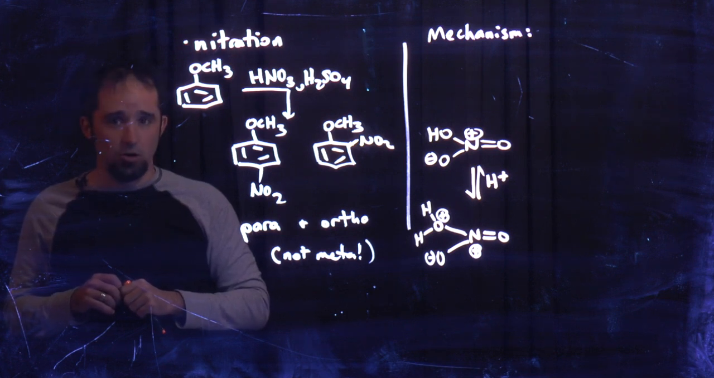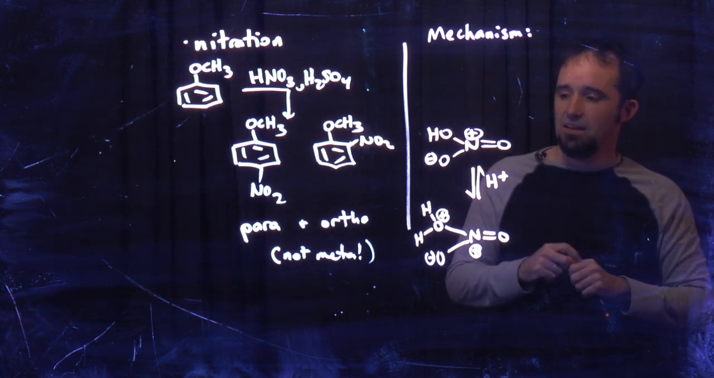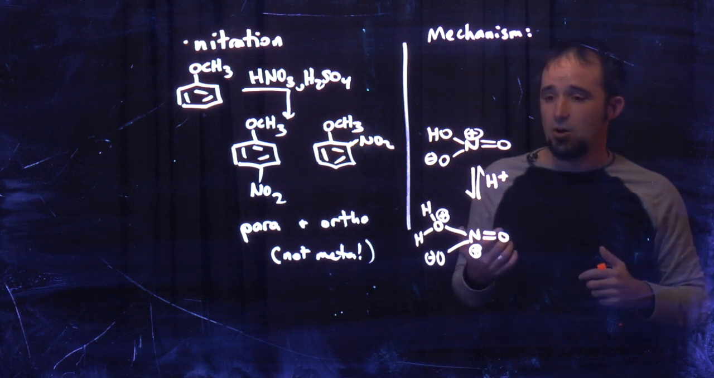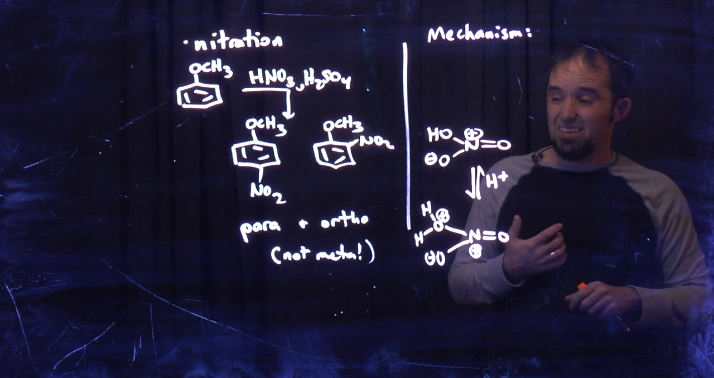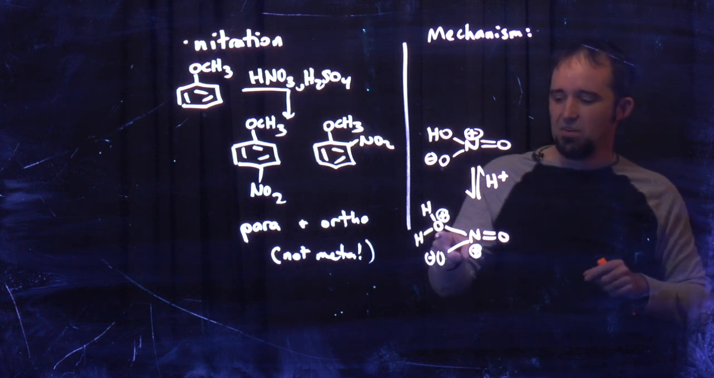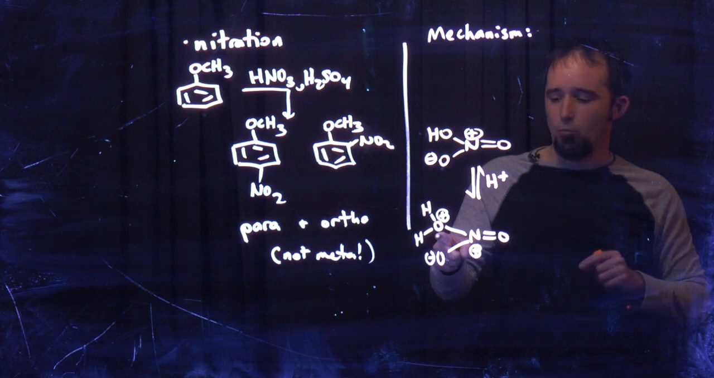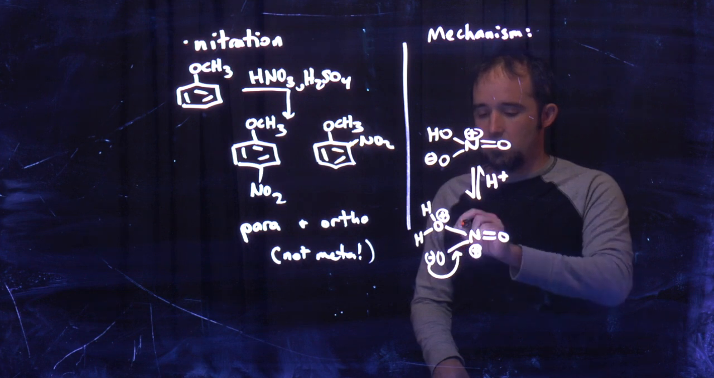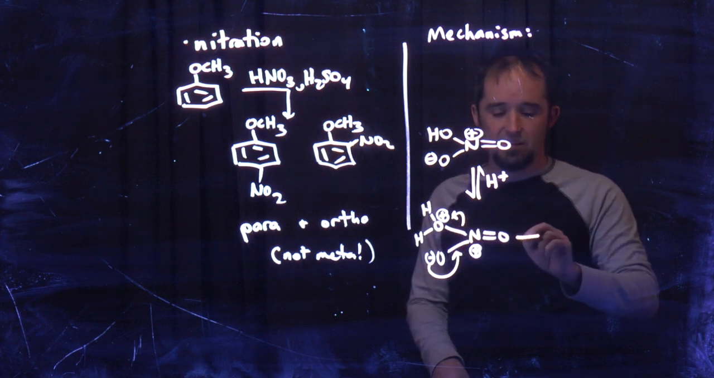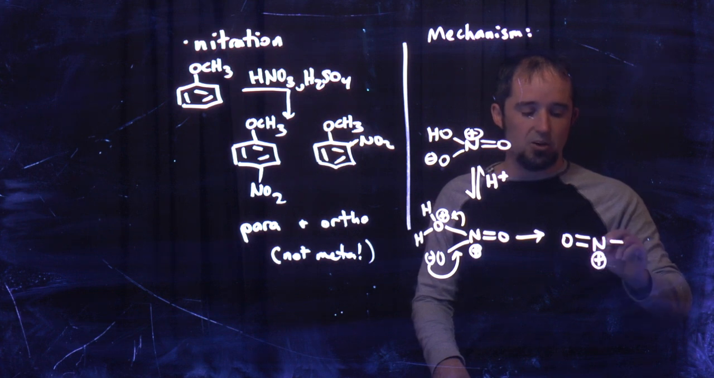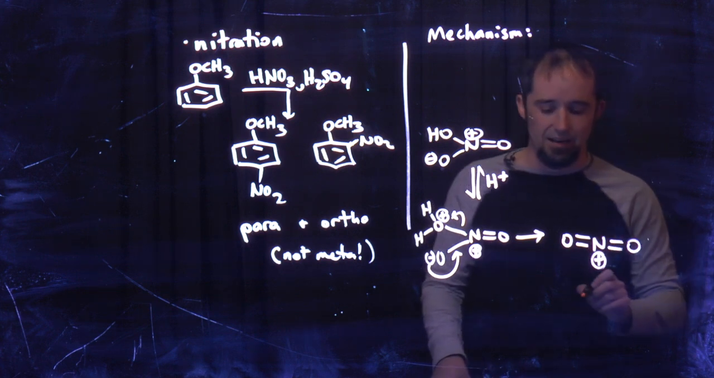How does this work? Here is nitric acid. If I give it some very strong sulfuric acid, where is it going to protonate? Well, most of the time here, but once in a while, it will protonate here instead. And when it does so, I have now made a leaving group, and so that's going to leave. When it does, I have a very, very powerful electrophile called a nitronium ion.